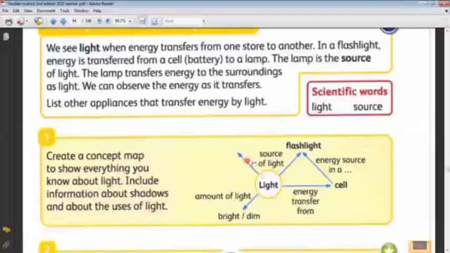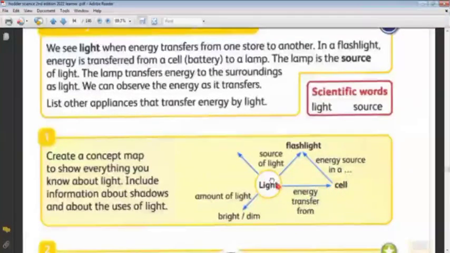Okay, so this is the second arrow about the source of light. This is the energy transfer. The energy transfer of the light comes from the cell. In the case of the flashlight, the energy transfers from the cell to the lamp, and the lamp transfers the light to the surrounding. So the flashlight here is an energy store. The cell is the energy store that transfers energy to the lamp, and then from the lamp to the surrounding in the form of light.